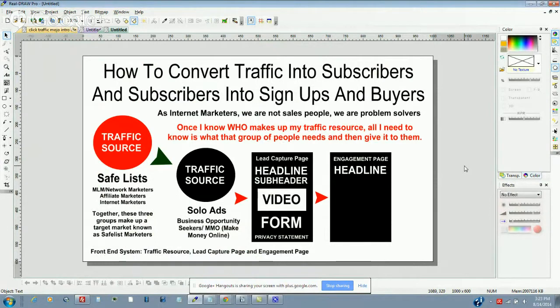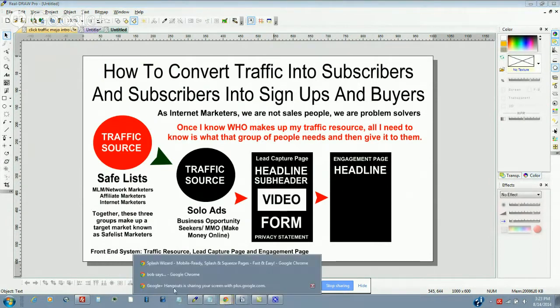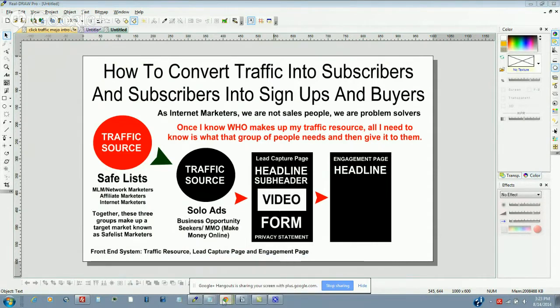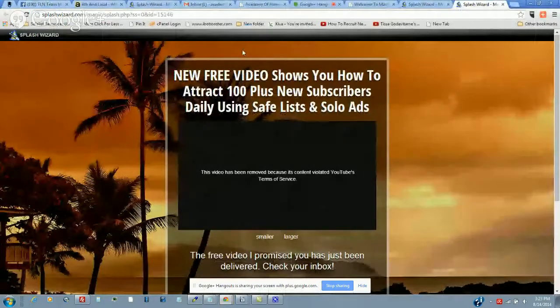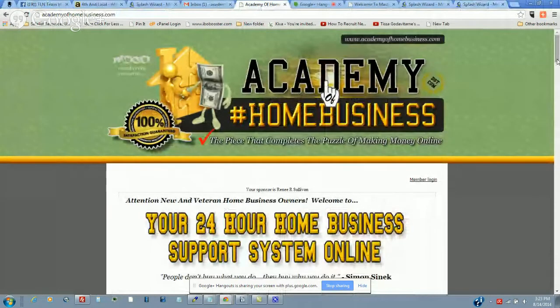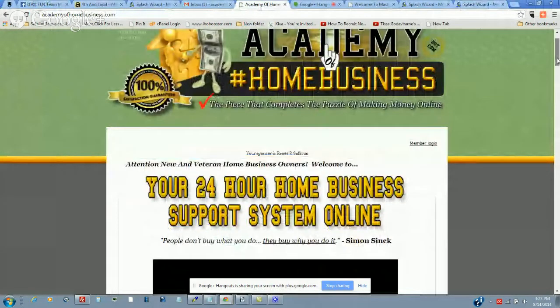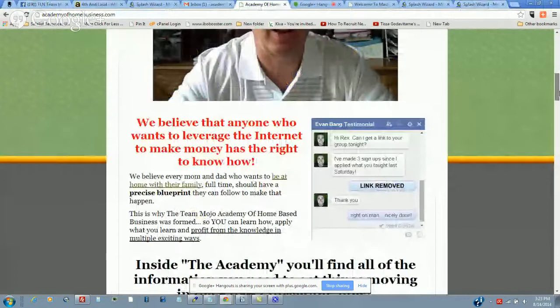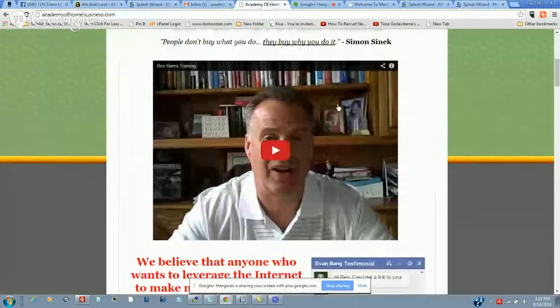In many cases, especially with what we're doing with the Academy and the capture pages that we're going to be creating for you guys, you're going to be able to utilize a capture page that will lead people directly here, and then the main page of the Academy, for those of you that are going to promote it to make some money with it, would be used in this case as an engagement page, where there would be a video right here.